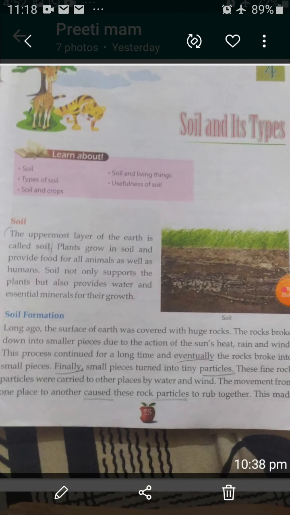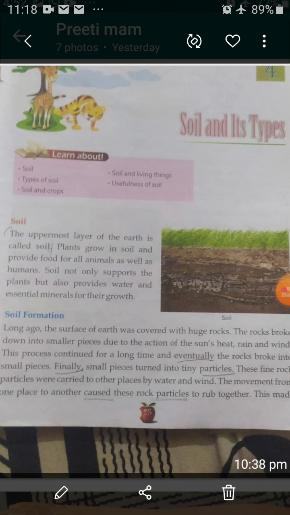Students, today we will start chapter 4. The name of the chapter is Soil and its types. In this chapter, we will study about soil, types of soil and crops, soil and living things, and usefulness of soil. Students, as all of you know, soil is the topmost layer of the earth.